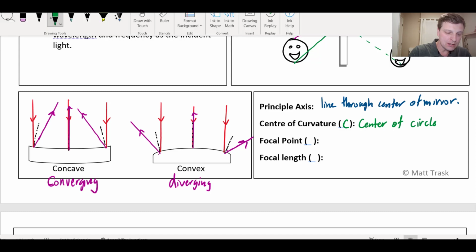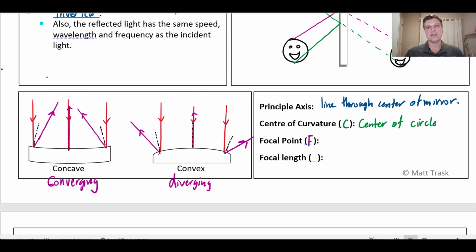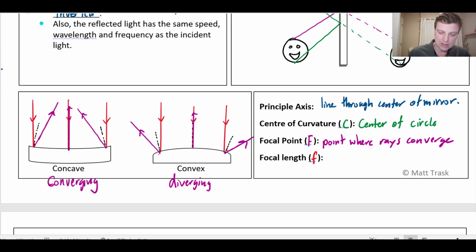The focal point is capital F. And it's the point where all of the rays converge. So if I have a converging mirror, then when the light strikes it, it's going to focus those light rays at a certain point. And the focal length, last one there, we give it the symbol lowercase f, is the distance to the focal point.